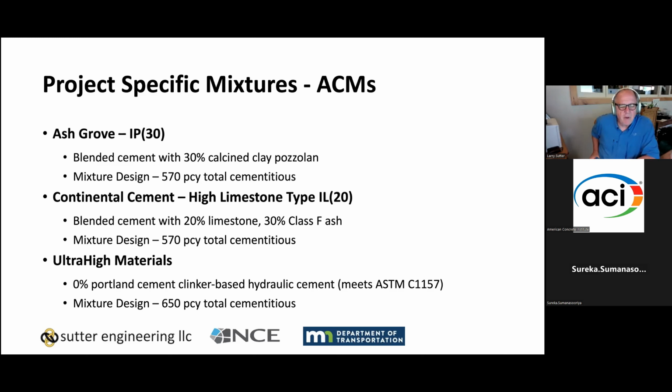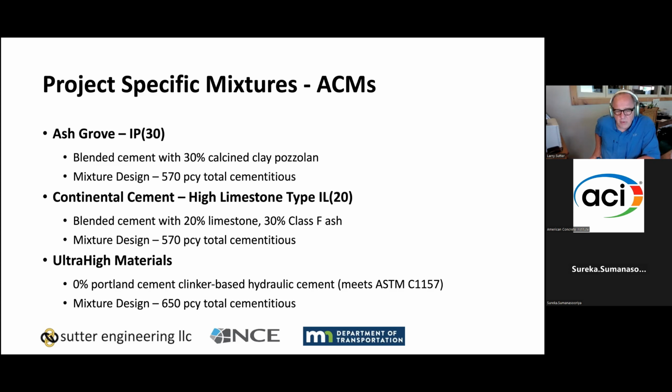Continental Cement made a very interesting mixture for us. They went to what we call the 1L20. Of course, there is no such thing as a 1L20, but that's what we called it. It was basically a type 1L cement, but they went to 20% limestone and then went with 30% Class F ash for 570 pounds total cementitious. So this was truly a 50% clinker mix, which was really kind of interesting. And last, we had Ultra High Materials. This is a proprietary blend.